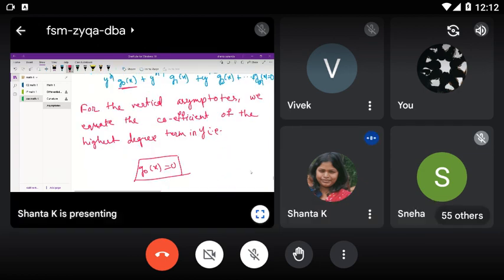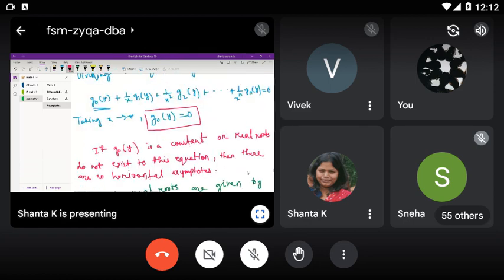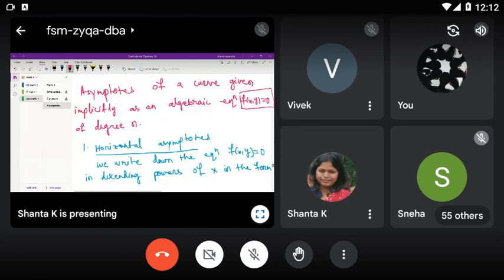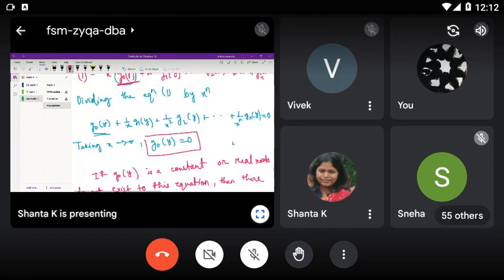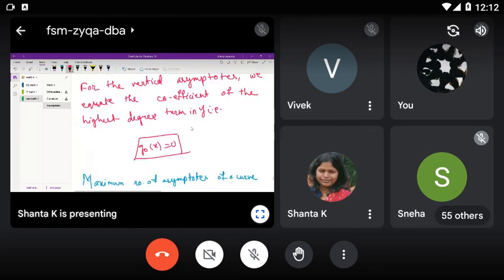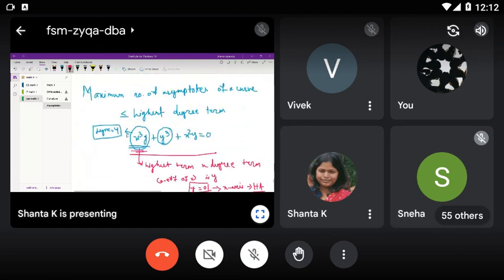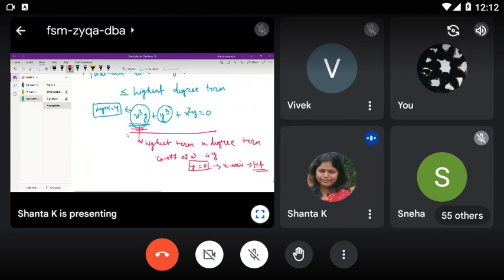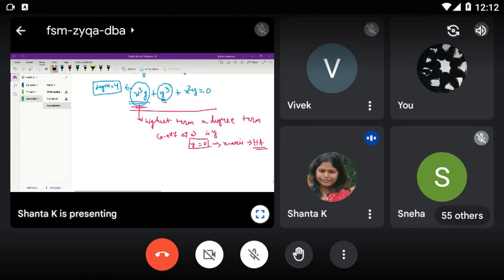Similarly, let me write here, vertical asymptotes. And the oblique or inclined one. Let me just do it for this one. Now, if you look at this one, this is y cube, the highest degree term of y.